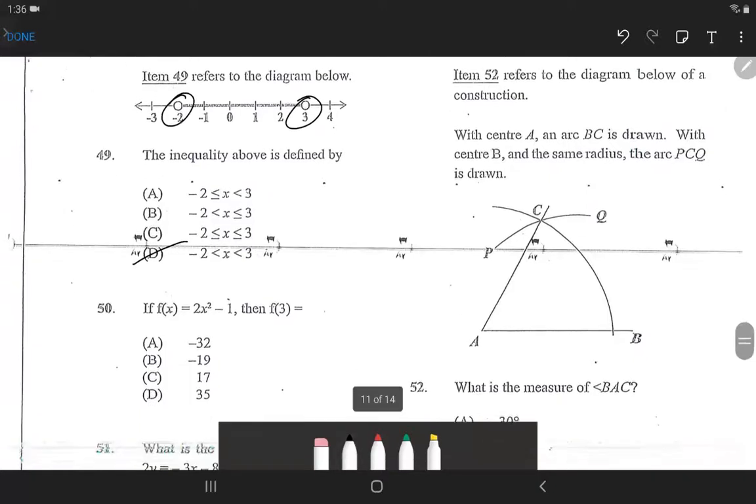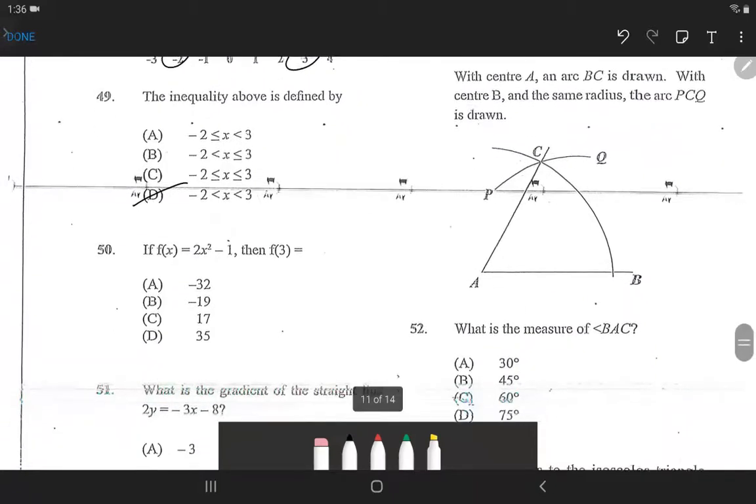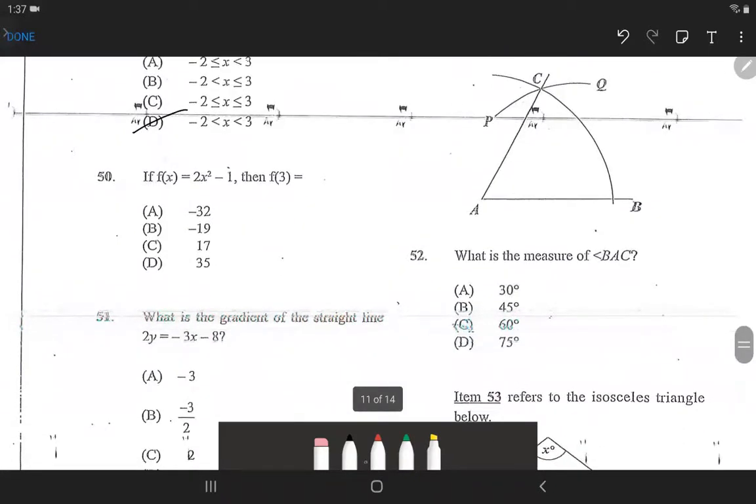Item 52 refers to the diagram below of a construction with center A and an arc BC. Then, with center B and the same radius, the arc PCQ is drawn. The measure of the angle, this is a 60-degree angle. This is exactly how you construct a 60-degree angle.